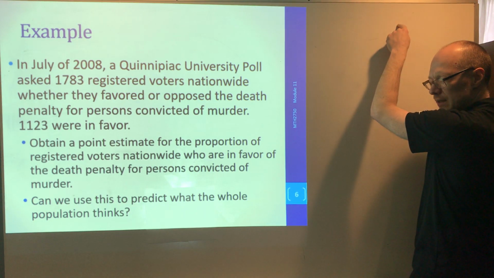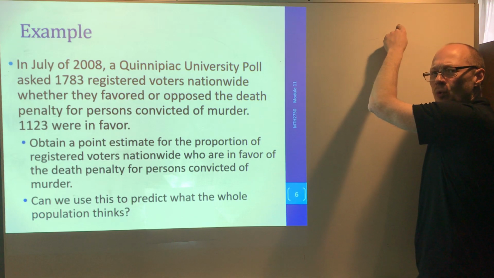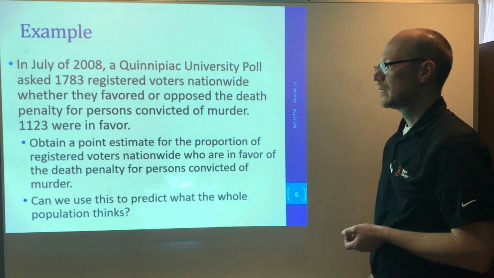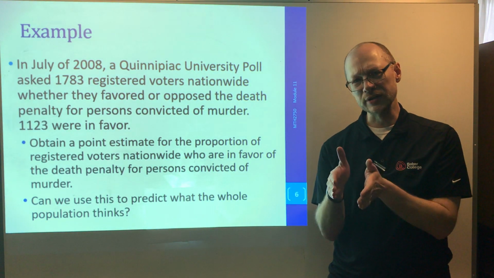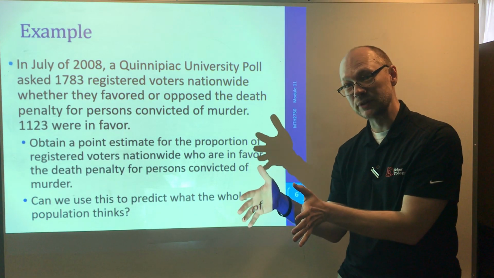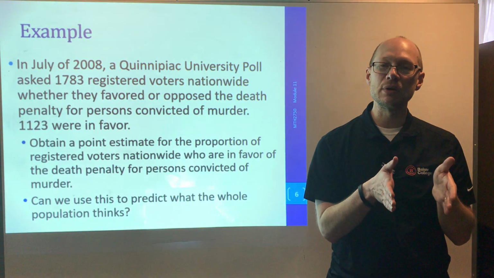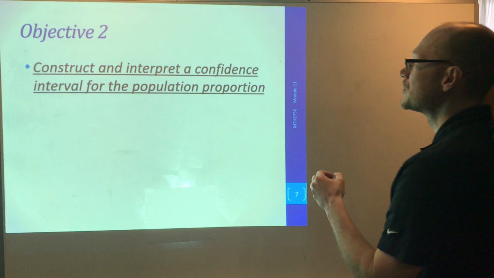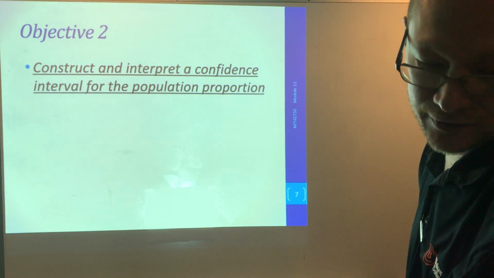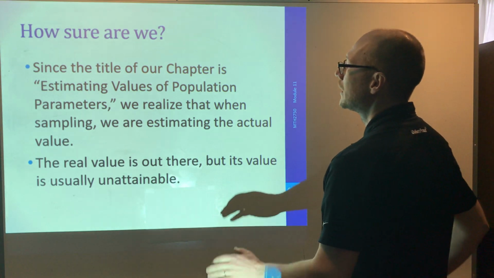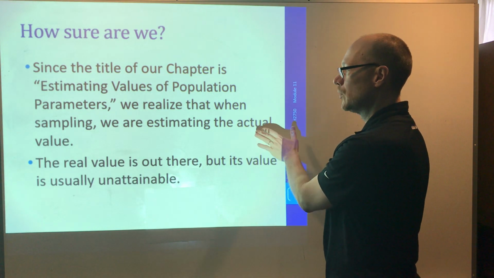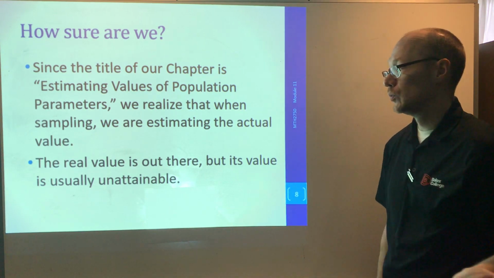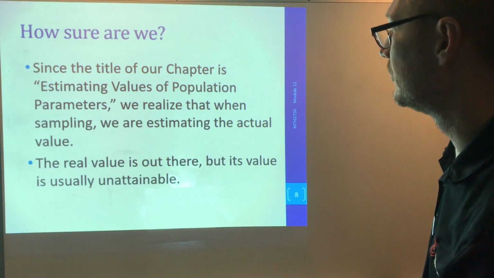I think it's 0.6398 or something. 0.630 is what we get. 63% of the population thinks that way. Or does it? 63% of that sample did. But can we then infer that 63% of the population thinks that way? So what we're going to do is create this thing called a confidence interval. Yes, we are estimating values of population parameters. We didn't find the actual value. The real value is out there somewhere. We just can't obtain it very easily.